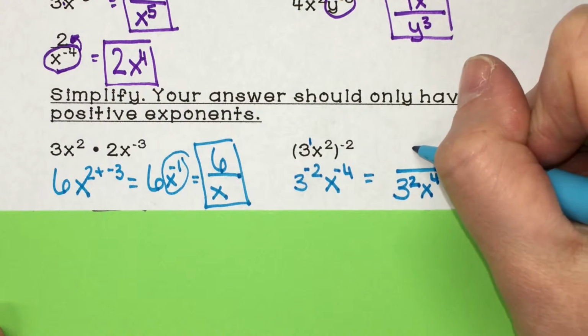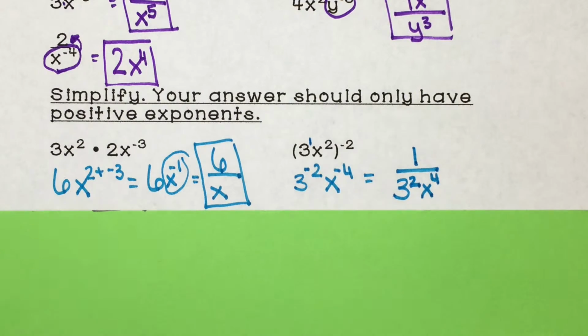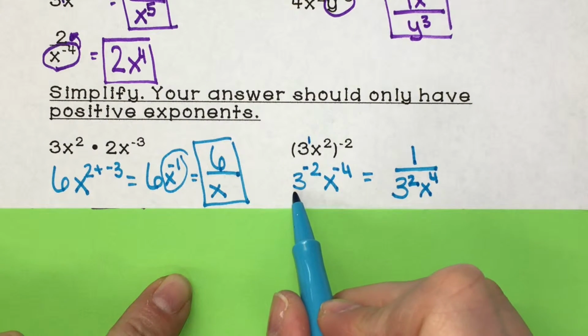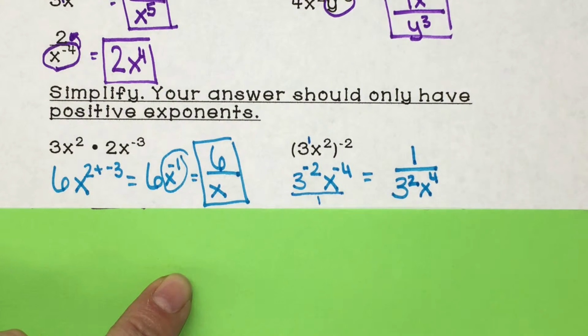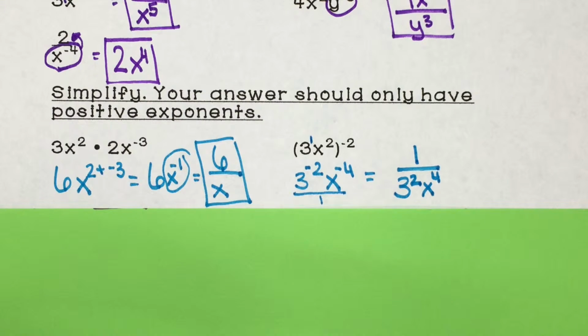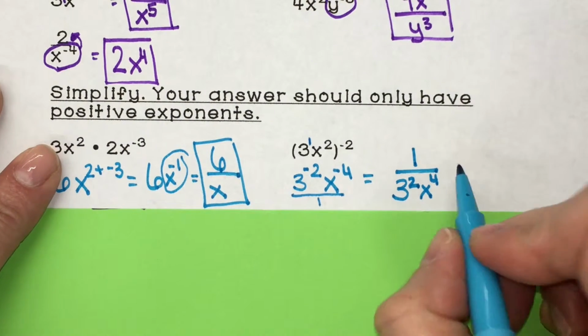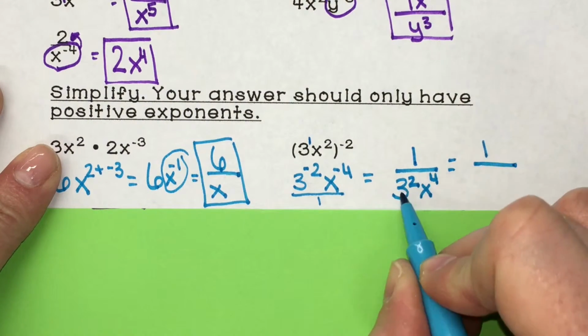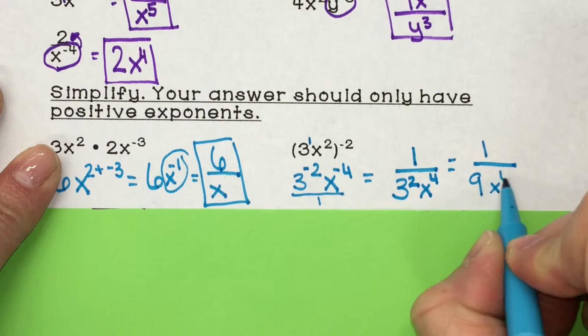But I need to have something on top. That would be 1, because when you flip it over, 1 would be on top. Remember, to make this into a fraction, I can put a 1 below it. So when I flip it over, the 1 would be on top. And I can even multiply this out if I want. 3 squared is 9. X to the fourth.